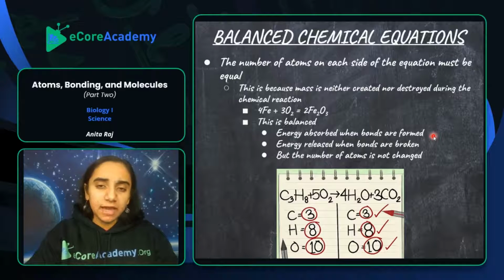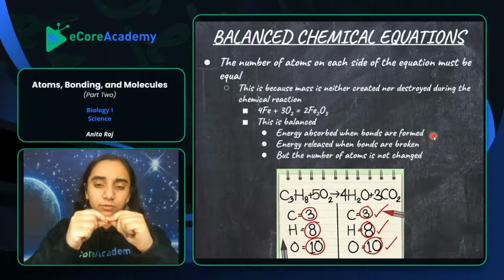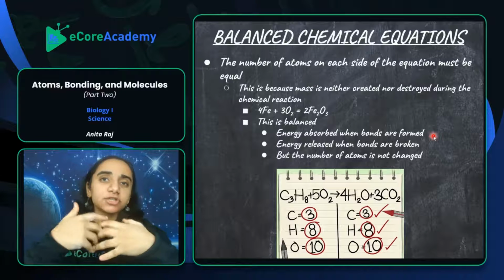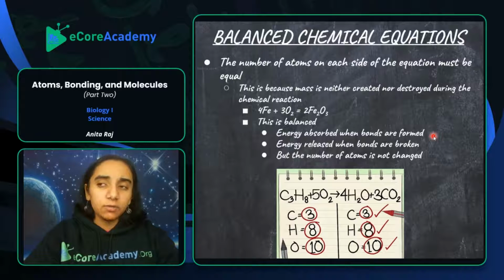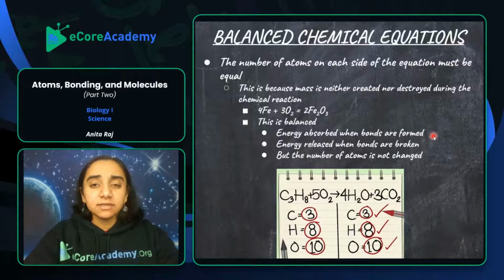When bonds form between atoms, they actually consume energy. So when these bonds are formed, energy is consumed. When these bonds are broken, energy is released. I think you'll understand this better when we get to metabolism and ATP, which is a high energy molecule, and the breaking and formation of bonds. So when ATP forms a bond, it actually gets more energized. When it breaks a bond, it releases a lot of energy and becomes de-energized.